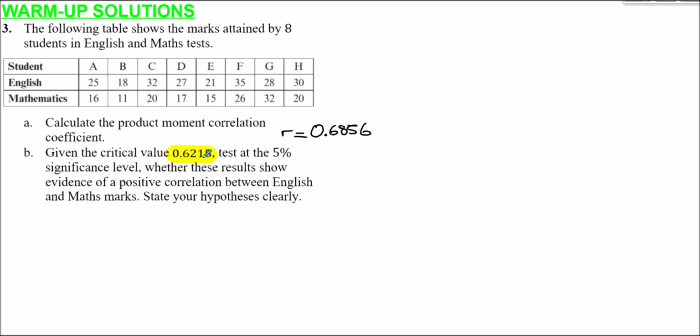So I'm going to show you how you'd use the formula book to work out what the critical value would be if we're testing at the 5% significance level for a one-tailed test. It's a one-tailed test, by the way, because we're testing if there is evidence of a positive correlation. So we're only testing for the positive way, not the negative. So it's a one-tailed test, 8 students. The table would look something a bit like this.